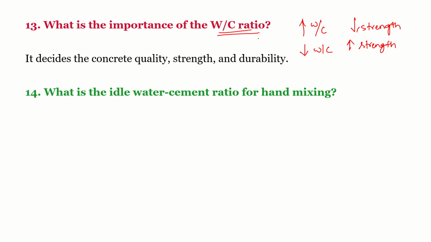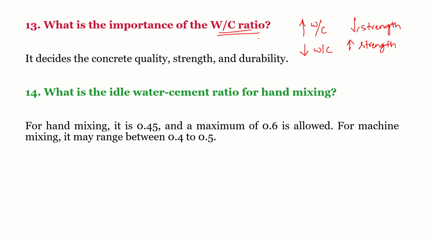So how much should the water cement ratio be, especially if you're doing hand mixing? With machine mixing, even at a low water cement ratio, you can achieve a uniform mix, but for hand mixing, it feels a little stiffer when mixing with a low water cement ratio. Then what should be the ideal value? The ideal value of water cement ratio, especially for hand mixing, is around 0.45, and a maximum of 0.6 is also allowed.